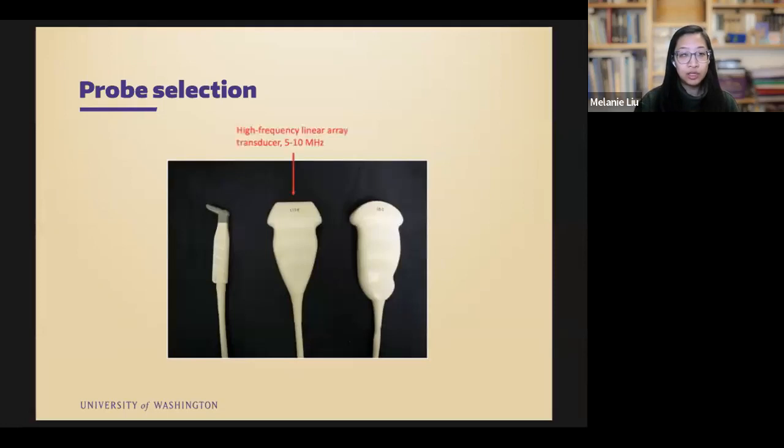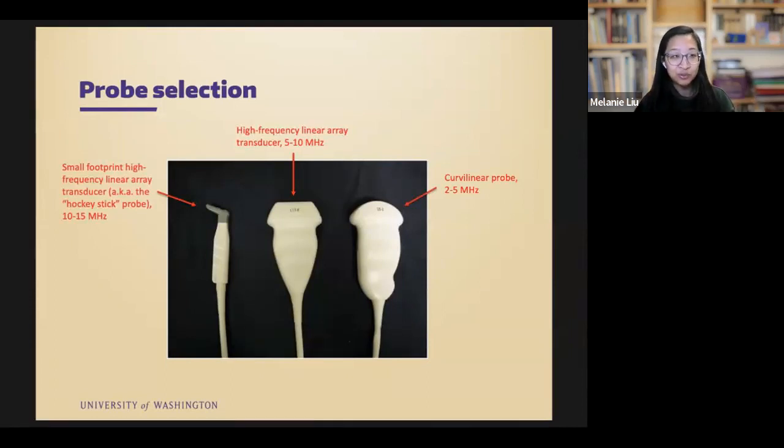And just to show you these pictures, at Montlake the usual candidates for selection are these three probes. This one here is your high frequency linear array transducer. You guys are probably all familiar with this, and the frequencies it emits are between 5 to 10 megahertz.